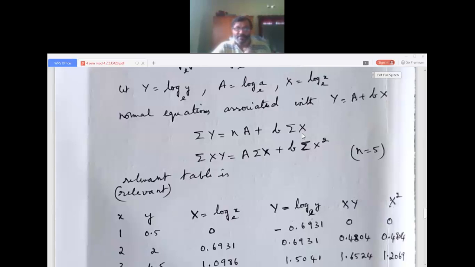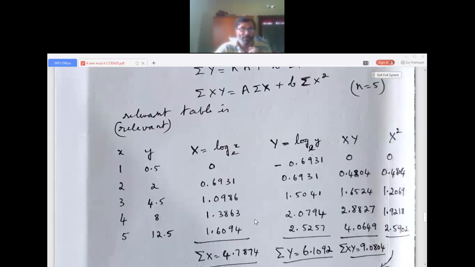Then we need capital X. Capital X is log x base e. That is small letter x also we need. Then we need xy, so sigma xy, capital XY. Then we need sigma capital X squared and sigma x, that's already there here.